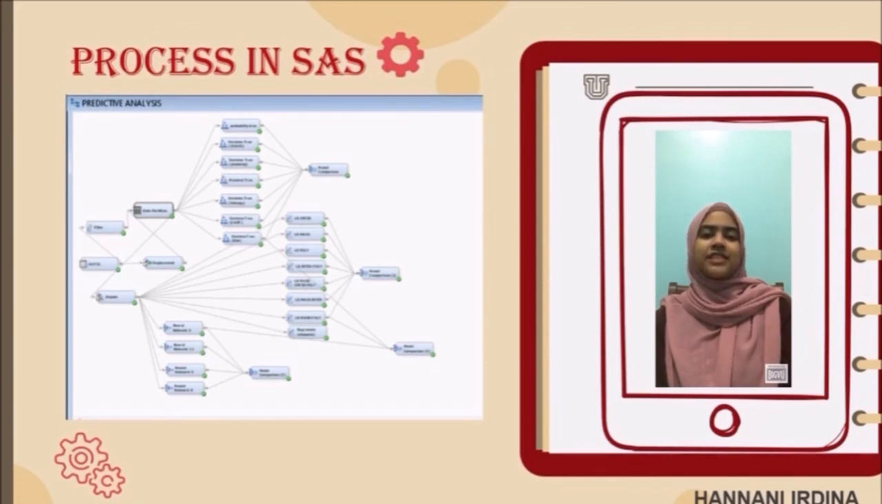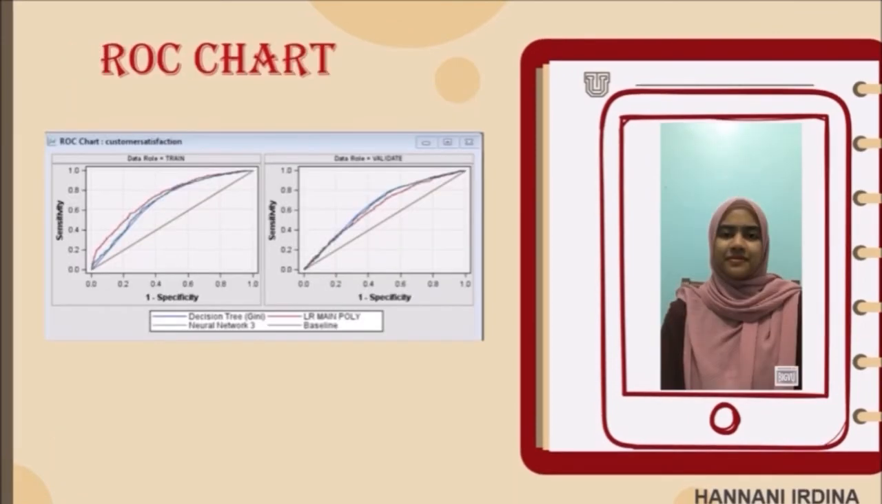This picture is the process in SAS. From this ROC chart, we could not detect the best model by seeing the lines. We can find the best model by using the best fit calculation later.